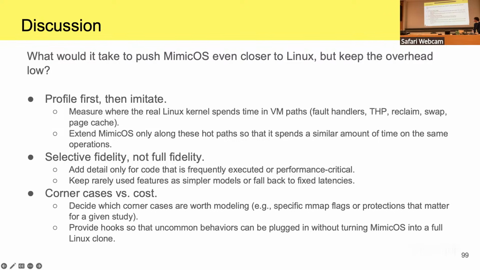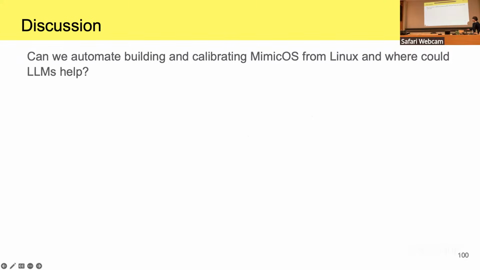And also the point of corner cases versus cost, right? Decide which corner cases are worth modeling and provide hooks so that uncommon behaviors can be plugged in without turning Mimic OS into a full Linux clone. So the last question: can we automate building and calibrating Mimic OS from Linux, and where could LLMs help?